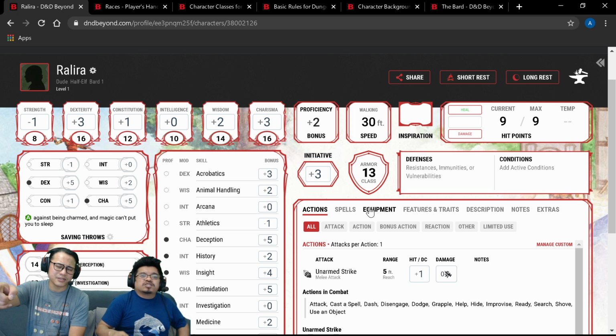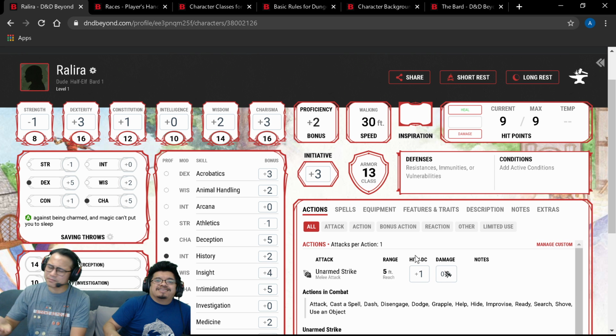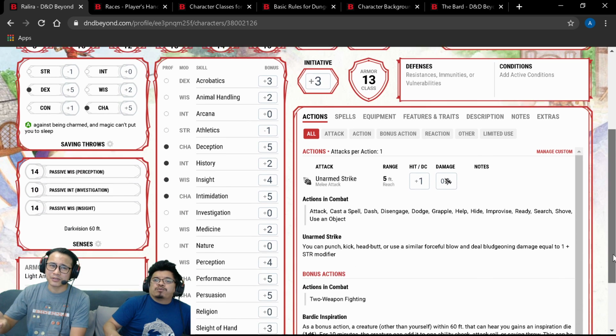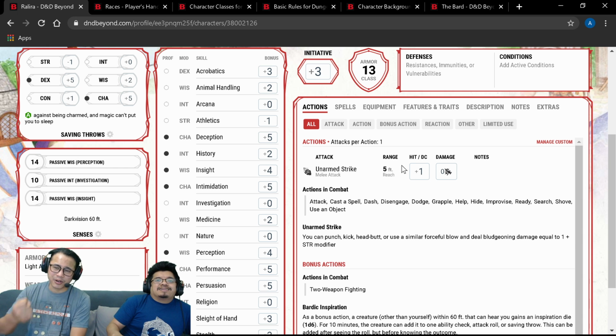As you can see, under attacks the only attack we have is an unarmed strike. But we know that we have a crossbow equipped, and a dagger. So what we have to do is actually wield, quote unquote, the weapon so that it shows up in an attack. Yeah, I actually did this on purpose.